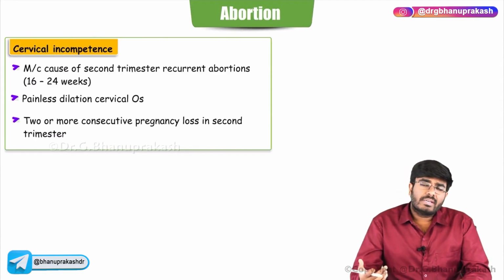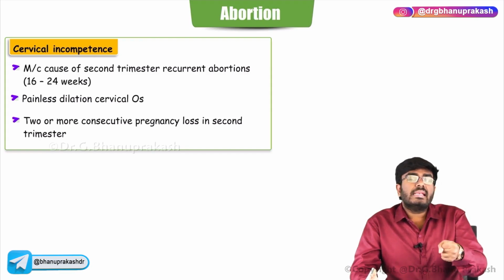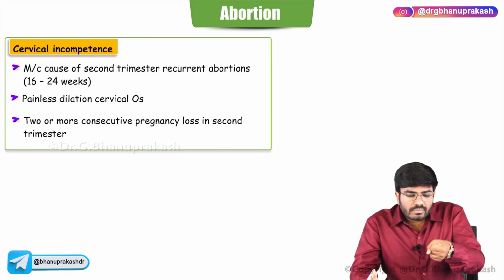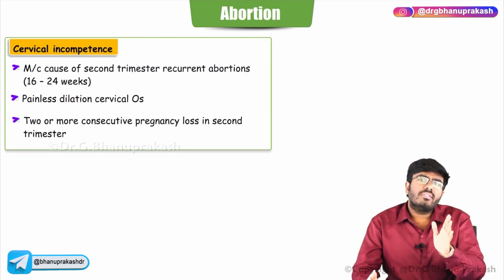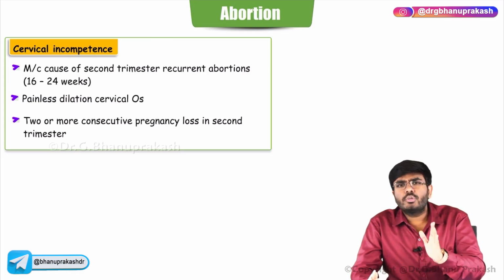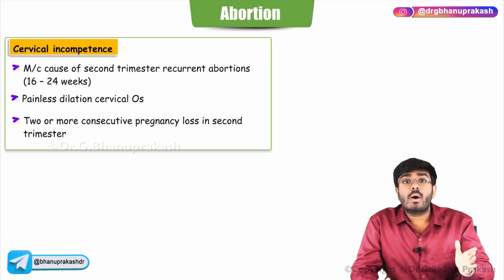Now in this video let's discuss cervical incompetence and APLA syndromes. What exactly is cervical incompetence? In the name itself it's very clear that the cervix is incompetent. The cervix is getting dilated. The cervical os is getting dilated. If the cervical os is getting dilated, do you think that the pregnancy will continue? No, definitely that will cause abortions.